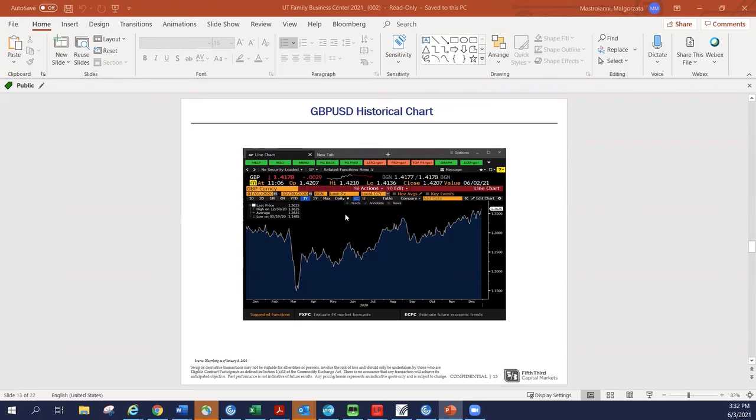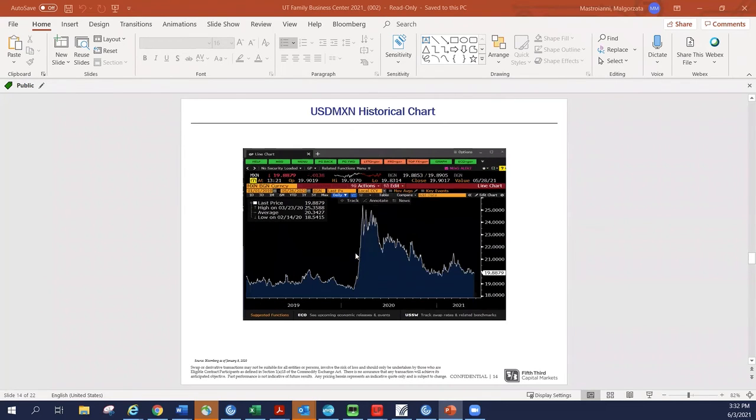The dollar always acts as a safe haven. So at times like this, the dollar appreciates. You can see that happening against the euro, against the pound sterling, which at this point hit a low that we did not see since the 1980s. The Mexican peso was trading below 19. All of a sudden, when the pandemic happens, the peso weakens to 25 pesos to a dollar.